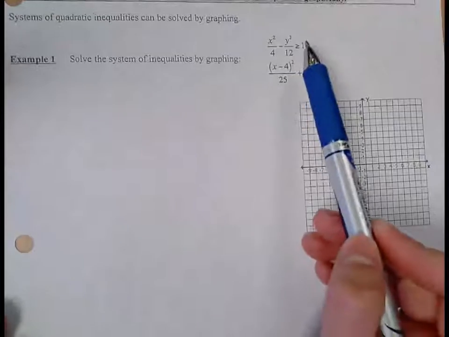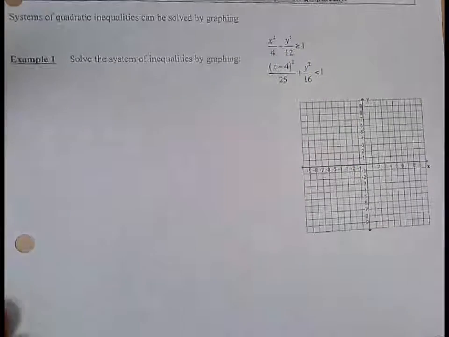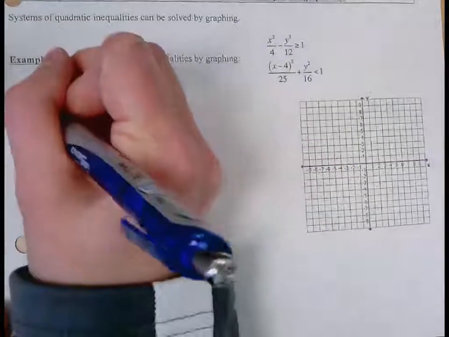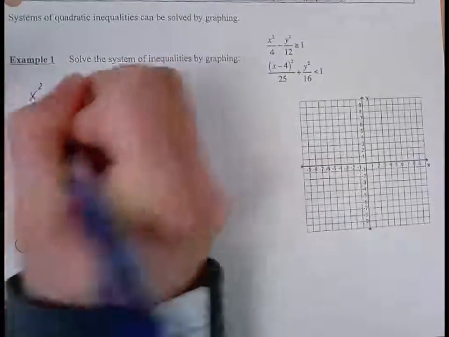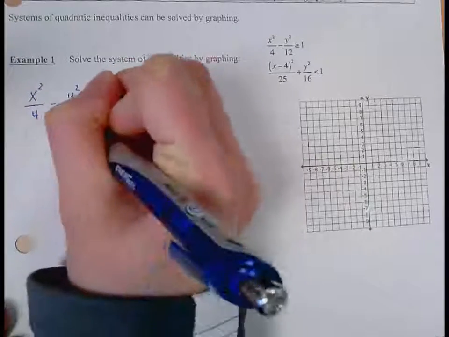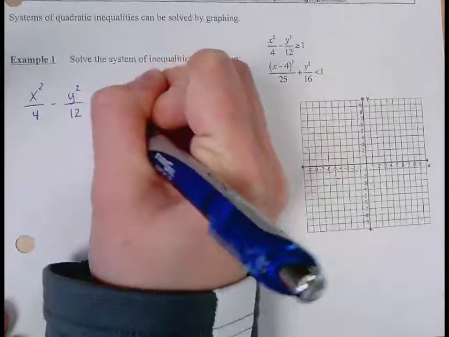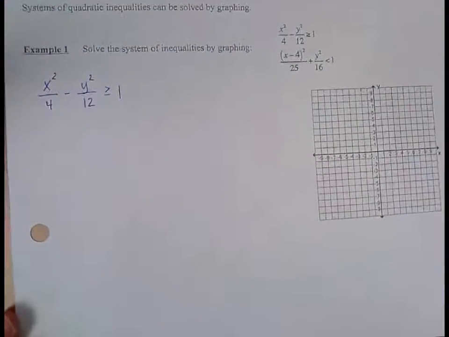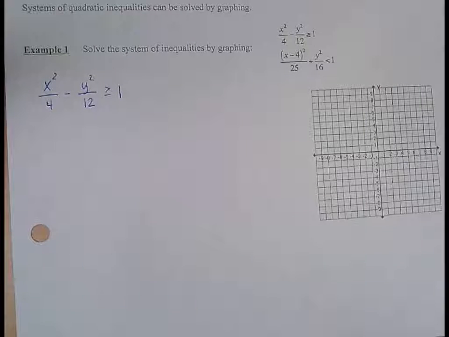So for example 1, I'm just going to rewrite this top inequality. We'll work on graphing that one first. I'm going to rewrite it here so I can label what this is, label the values that I need from it, and so on. If you look at the standard form of that inequality, first determine what conic section you have. Would this be a parabola, circle, ellipse, or hyperbola?